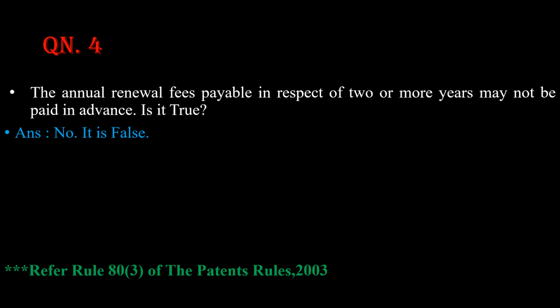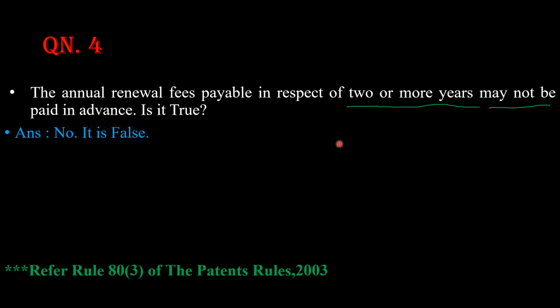Okay, question number 4. The annual renewal fees payable in respect of 2 or more years may not be paid in advance. Is it true? Now, what is the key point here? In respect of 2 or more years. Okay, and also what is given here? May not be. Fine. So we can think of the annual renewal fees payable, that is to be paid in respect of 2 or more years, may not be paid in advance. Why not? It can be paid in advance, and for that reason this answer is no and it is false.